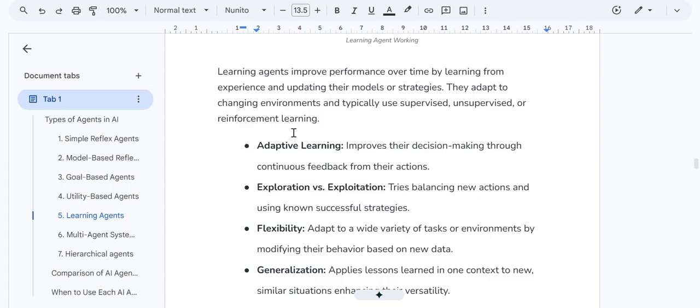So a learning agent improves performance over time by learning from experience and updating its models or strategies. They adapt to changing environments and typically use supervised, unsupervised, or reinforcement learning. Supervised means using labeled data to give the output, and unsupervised uses unlabeled data or gives clusterings. In reinforcement learning, we use, for example, a chess game playing against another robot.